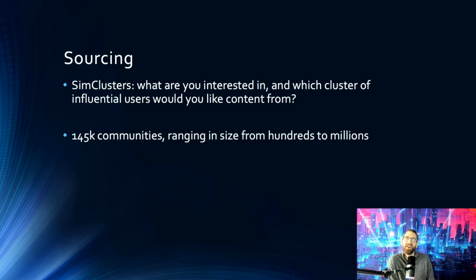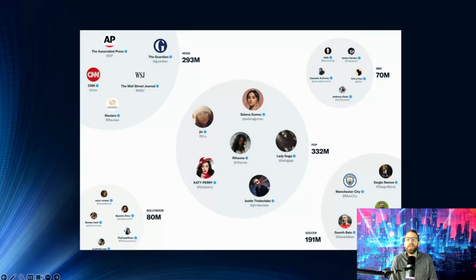So you have 145,000 communities. Some of them are very large. Some of them are very small. And this is a visualization. Oh, come on, click. There we go. Some of them are, if you're interested in the news, like the AP, the Journal, the Times, those are all things that are going to be in that sphere of influence. Soccer, you're going to follow Lionel Messi. You're going to follow Gareth Bale. I haven't thought about that dude in a minute.